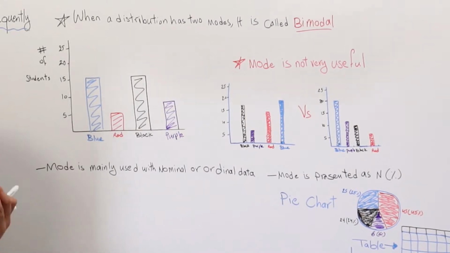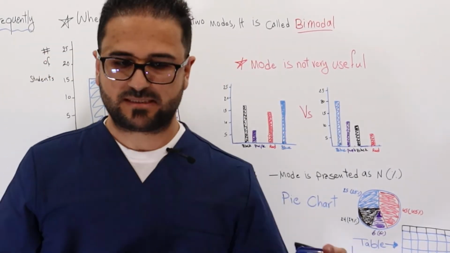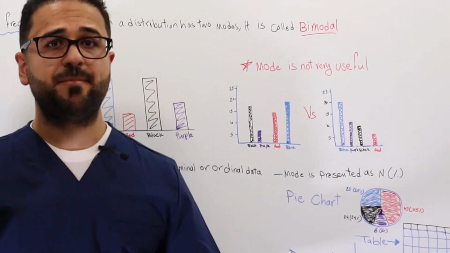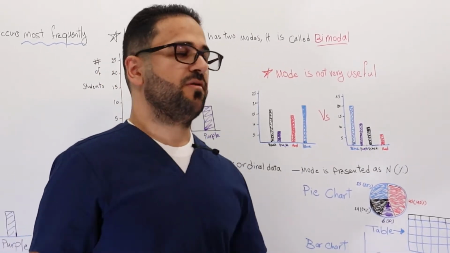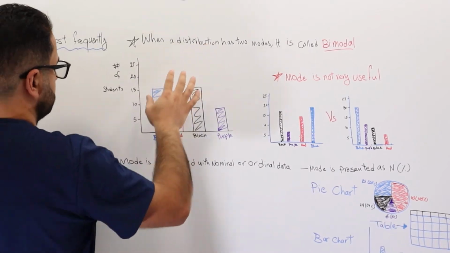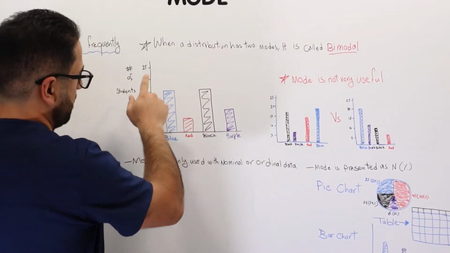So going back to the side effect, it could be that the stomach upset and the headache are happening at the same ratio, 50% and 50%. That would be the case when we have two modes in this study or chart.